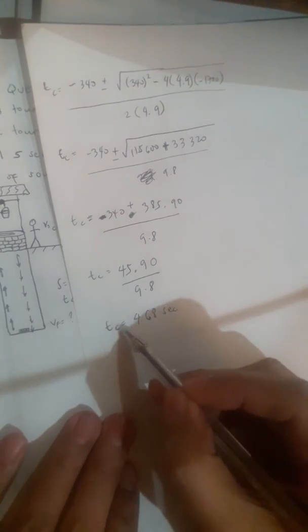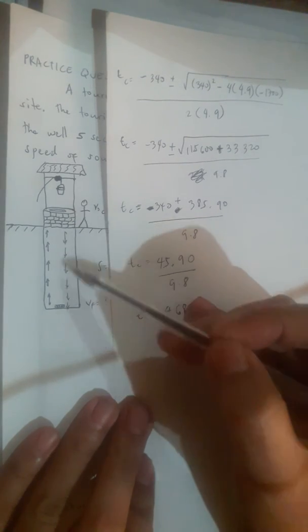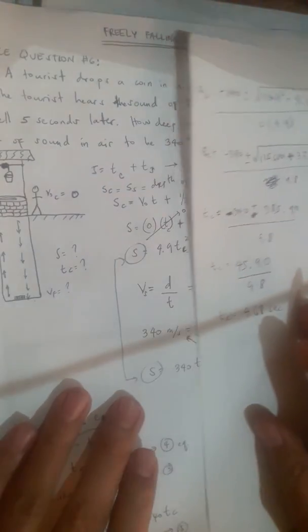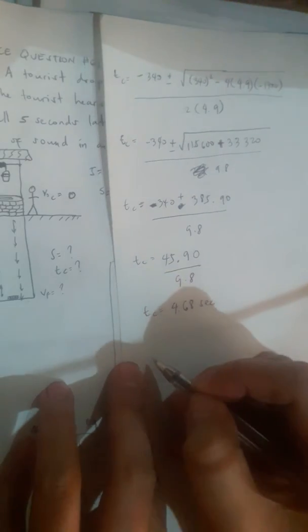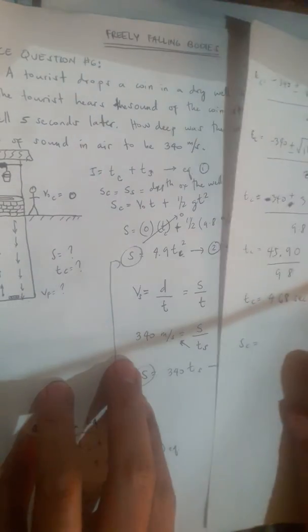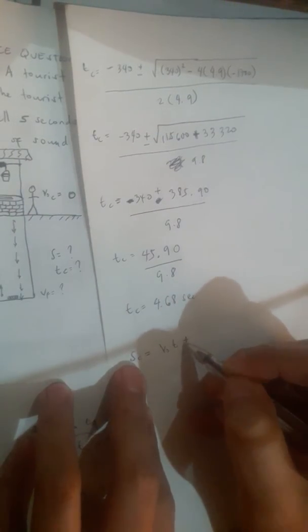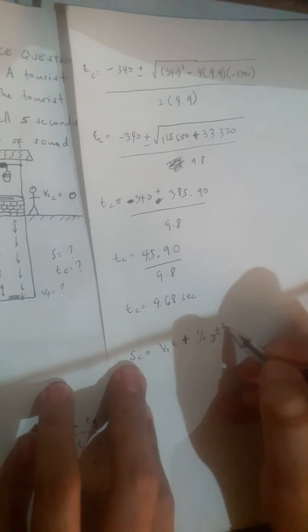Okay, sa coin pa lang yan. So, the time na ginamit ng coin para makarating siya, mula nung linaglag siya, it took 4.68 seconds. So, let's determine now the height or the depth of the well, which is the S. Substitute na lang natin sa formula. Okay. Kanina, that is SC, S of the coin, is equals to V0T plus, since pababa siya, sumusunod siya sa gravity, 1/2 GT squared.